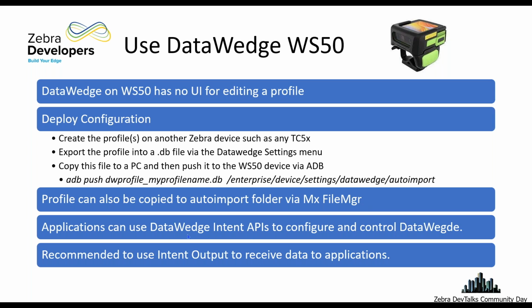At the same time, applications can make use of DataWedge intent APIs to configure and control DataWedge. So we are recommending to use intent output rather than keystroke output, because when you quickly send out keystrokes, you might not be able to verify whether the correct data is being received. So your application can receive the intent data and then verify whether it is the correct data, and then dispatch or consume that in your application.